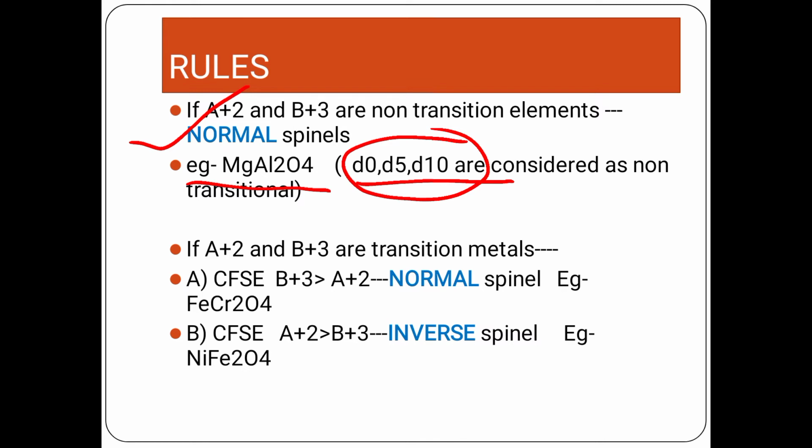Coming to the second rule, wherein you say that if A+2 and B+3 are transition elements. Now how do you distinguish when you have both the elements as transition elements? Now the point of difference is their CFSE. In my previous videos about coordination chemistry, I have taught how to find CFSE. So if the CFSE of B+3 is higher than A+2, you call it normal spinel. And your example is FeCr2O4.